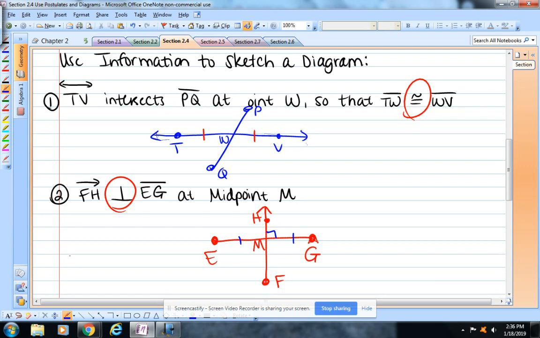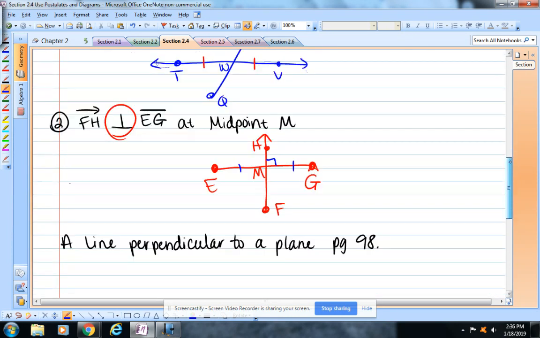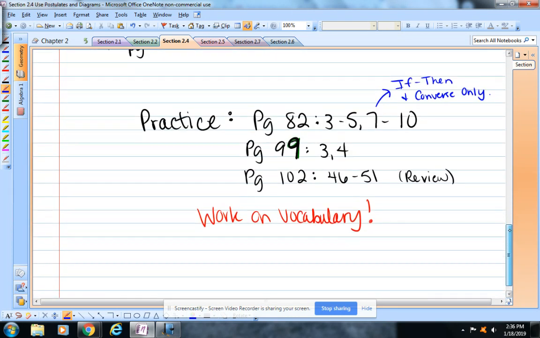Okay? So make sure when you're drawing a picture, because I think you're going to have to do that for me on your quiz next week, that you show everything. So I need to see it's a right angle for perpendicular. I need to see tick marks when you see words like bisector, midpoint, or congruent, or stuff like that. Okay? All right, that is all we're doing today.